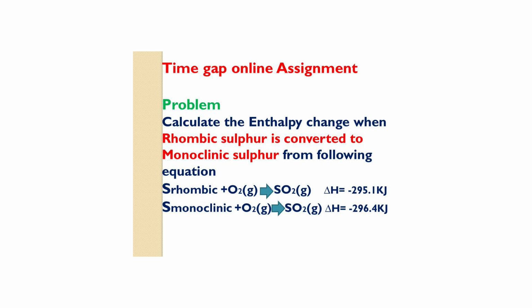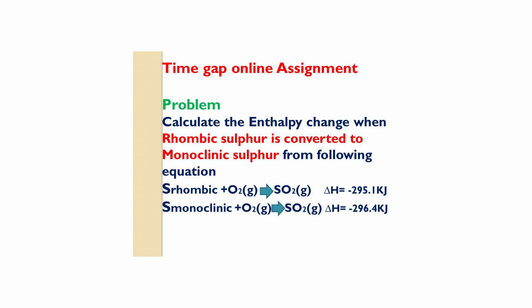We can do an assignment. Calculate the enthalpy change when rhombic sulfur is converted into monoclinic sulfur from the following equations. Let us do this assignment. Sulfur rhombic plus oxygen gas gives sulfur dioxide gas. Delta H is equal to minus 295.1 kilojoule per mole. Sulfur monoclinic plus oxygen gas gives sulfur dioxide gas. Delta H is equal to minus 296.4 kilojoule per mole.